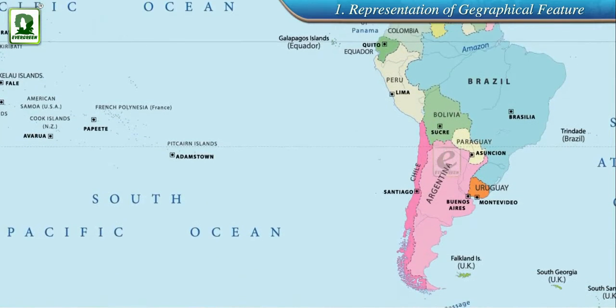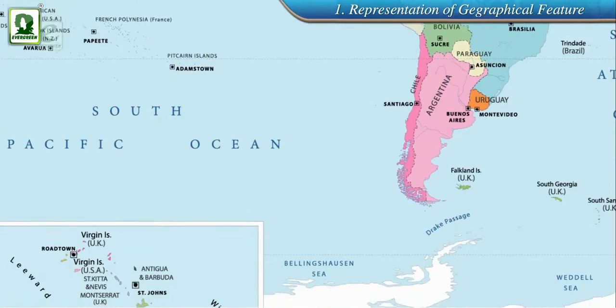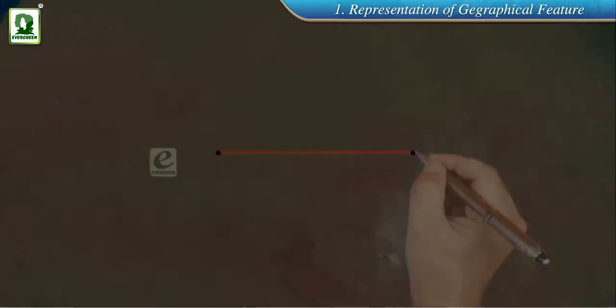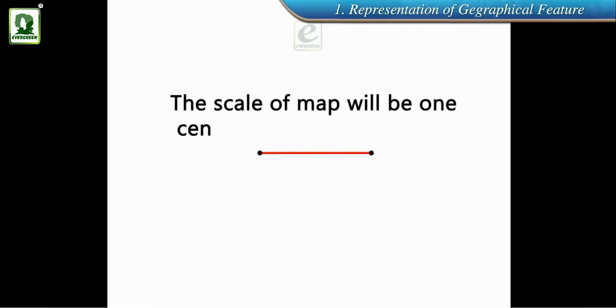By scale, we mean the proportion between the actual or ground distance between two places on the Earth and the distance between these two points on the map. For example, if two points are at a distance of 1 kilometer on the ground and these two points are shown 1 centimeter apart, then the scale of the map will be 1 centimeter to a kilometer.